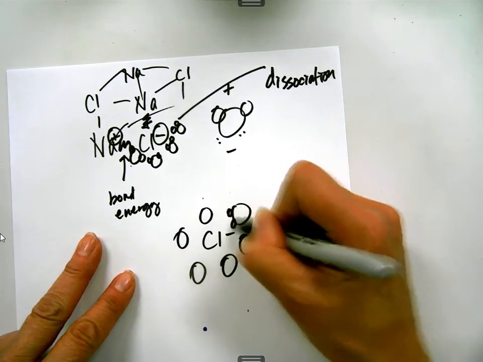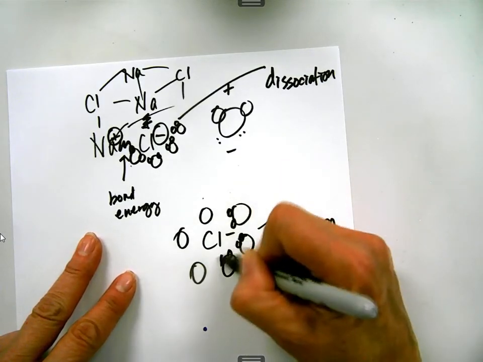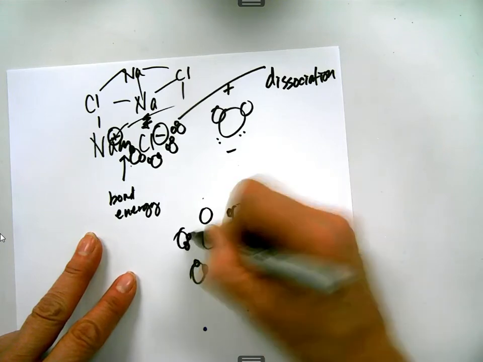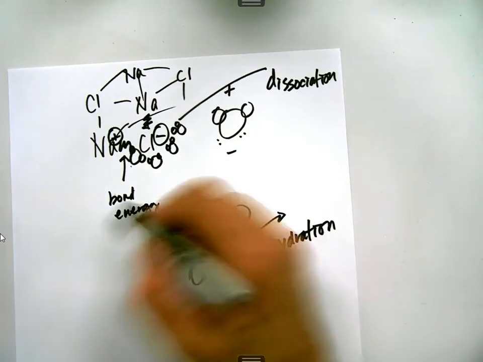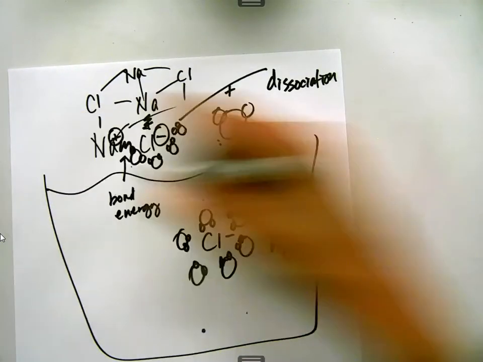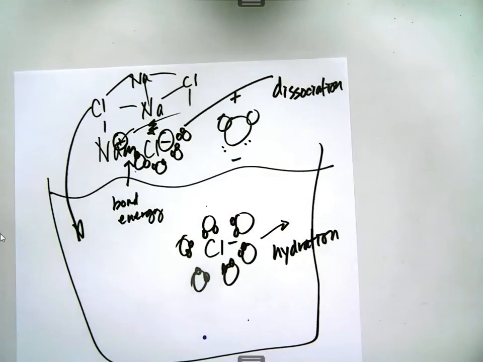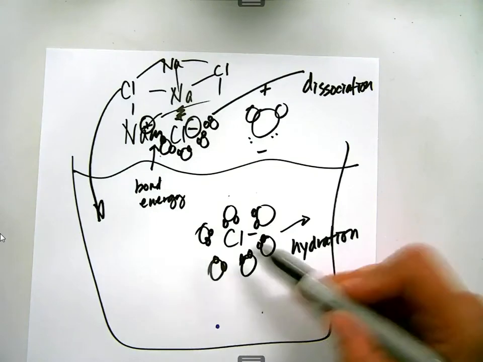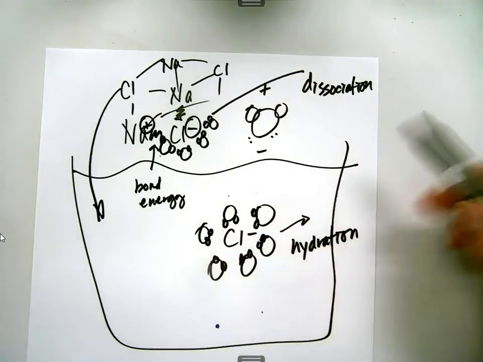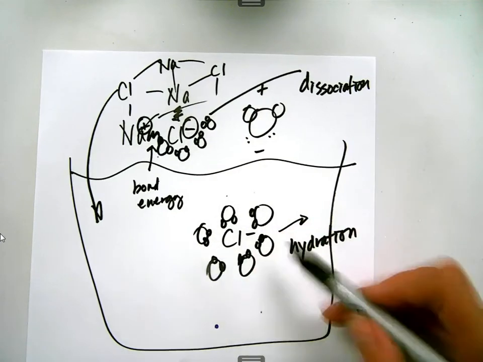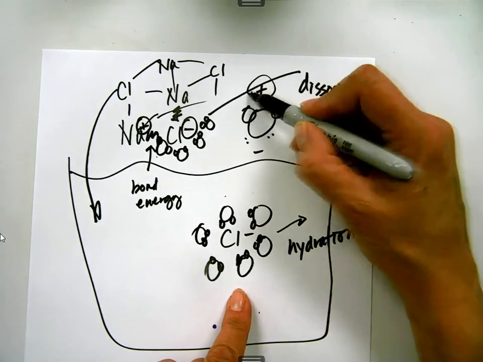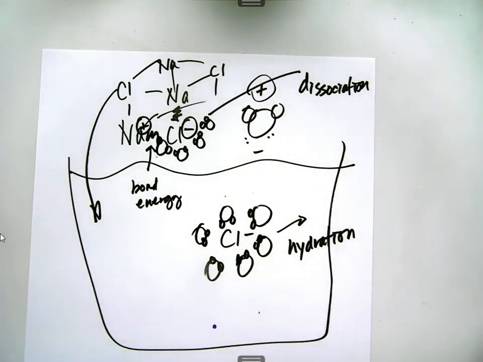Hydration happens when little water molecules make a buffer around the chloride ion. So we have this negatively charged piece. Here's my solution that I've dropped a sodium chloride crystal into. After I drop the crystal in, the chloride ion is moving around. It has this little buffer of water molecules, and you can see that the positive side of the water molecules have all oriented themselves to the chlorine.